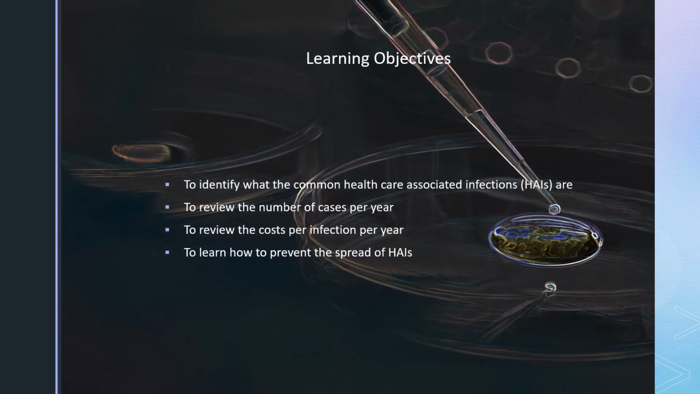Learning objectives: to identify what the common healthcare-associated infections, HAIs, are, to review the number of cases per year, to review the cost per infection per year, to learn how to prevent the spread of HAIs.